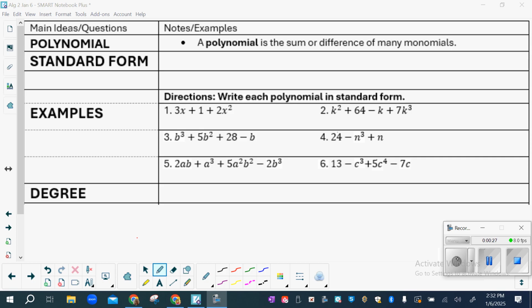So standard form, here's an example of the standard form of a polynomial. What's happening here? What order? You're right, they're in order. What's in order? The exponents. And what kind of order are they in? Smallest to largest or largest to smallest? Largest to smallest. So they're in descending order.